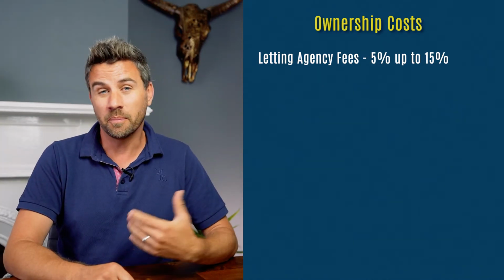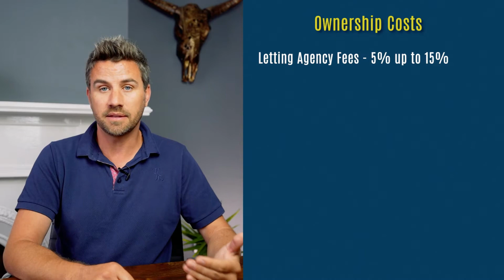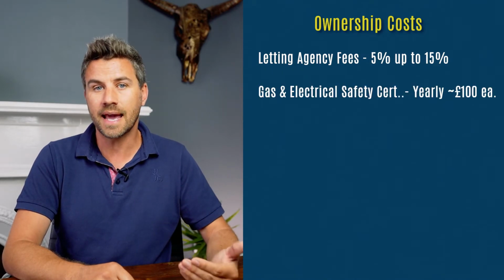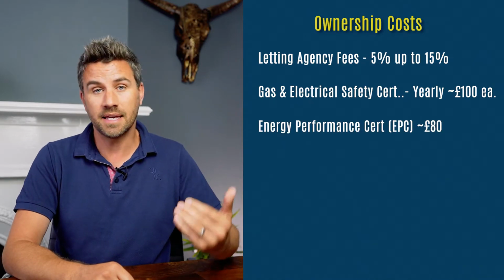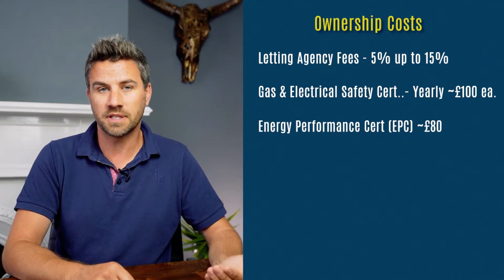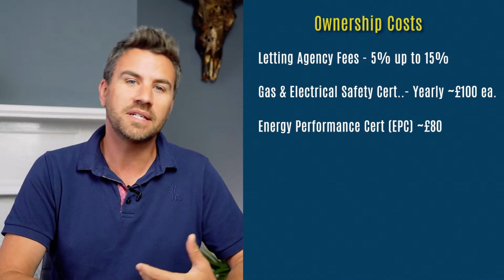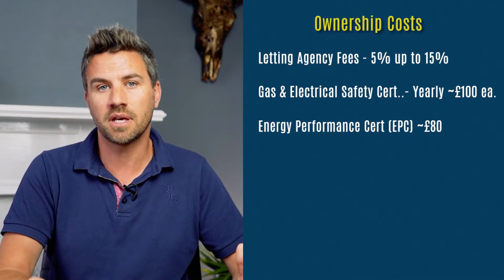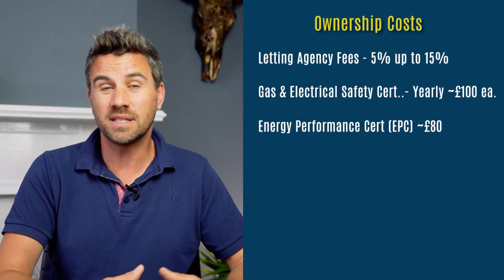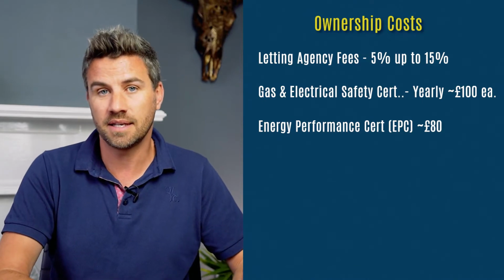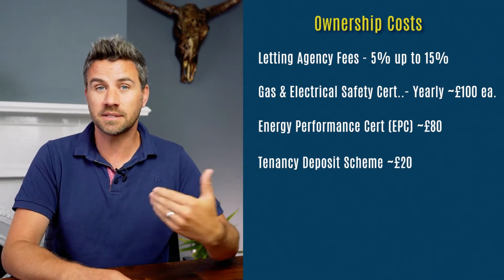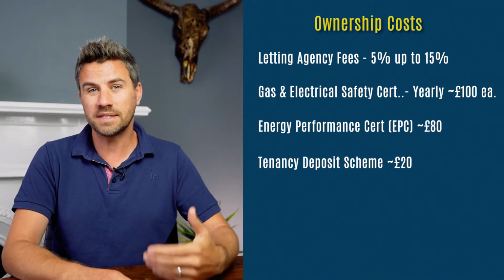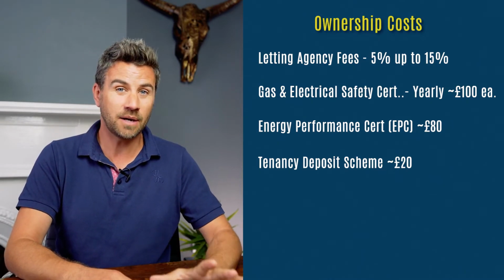You've also got some compliance things that you have to make sure you get done each year, and that would be like your gas safety certificate, your electrical safety certificate, and your EPC, your energy performance certificate. All of those things kind of range from £50 to £100 each of those things, and you typically will need to get them done each tenancy. There's also a tenant deposit scheme that you need to register the tenant's deposit with, which your letting agent can help you understand a bit more about how you go about that.